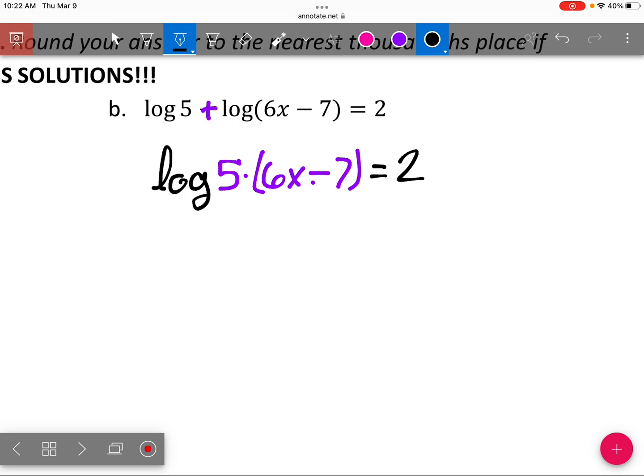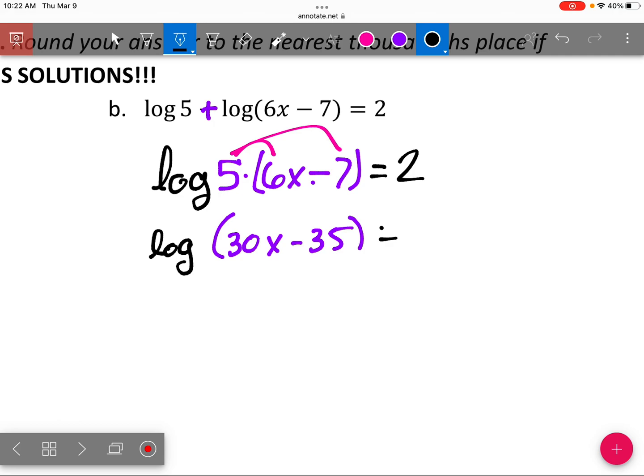What can we do next? You can distribute. Absolutely fine choice right here. Log of, we're going to distribute the 5 to the 6x, giving us 30x. We're going to do 5 times minus 7, giving us minus 35, equals 2.